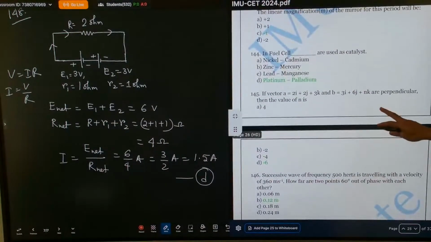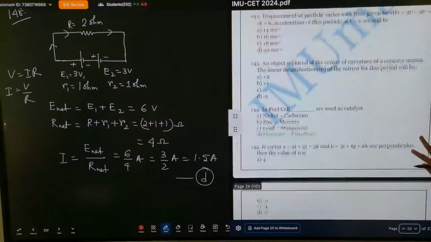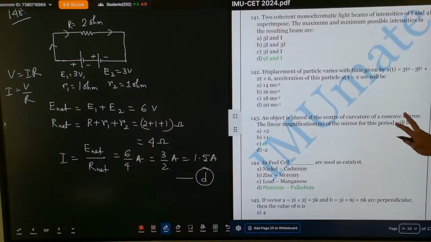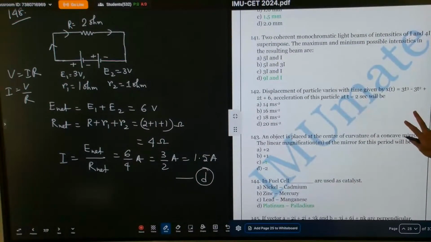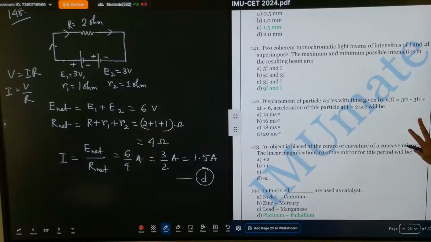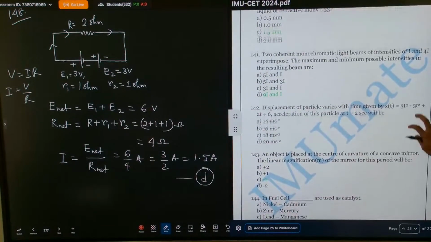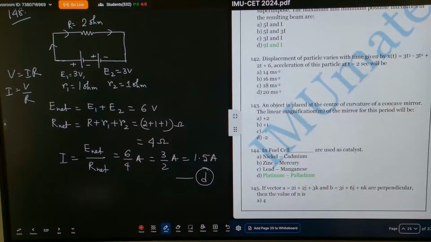Do you know how to find a perpendicular vector? Dot product is 0. Perpendicular means cos 90. Dot product 0 gives you the value of it. Linear magnification would be 1, which means image distance equals object distance. 143.